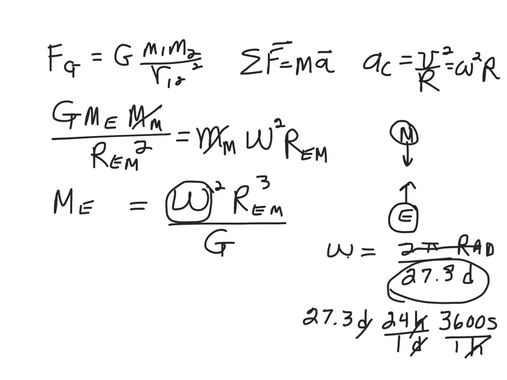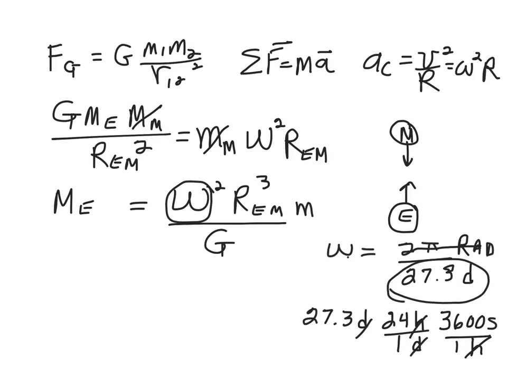You'll square it. The radius or the distance from the Earth to the moon is given. You got to cube that. Make sure you use units of meters. And G, you know that number well. That goes there. And that will end up giving you the mass of the Earth.